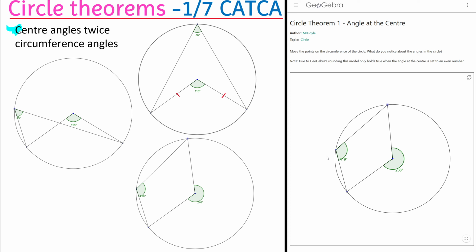Final trick is to not really think of it as center angles twice circumference angles. That's a long old thing to have in your head. I think of it as CATCA. CATCA, center angles twice circumference angles. And that's what I have in my head. That's what I'm thinking about when I'm spotting this. And then as a separate part of my revision, I revise that CATCA links to center angles twice circumference angles. That's our first circle theorem, and we'll be looking at the next 6.